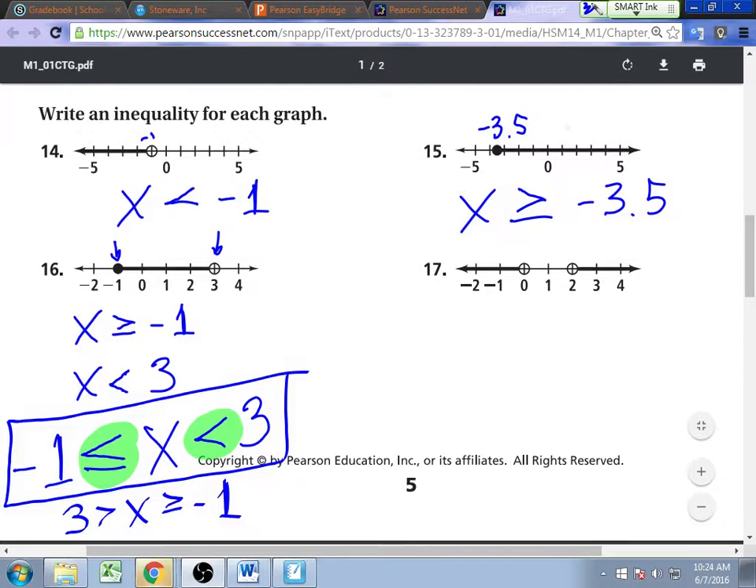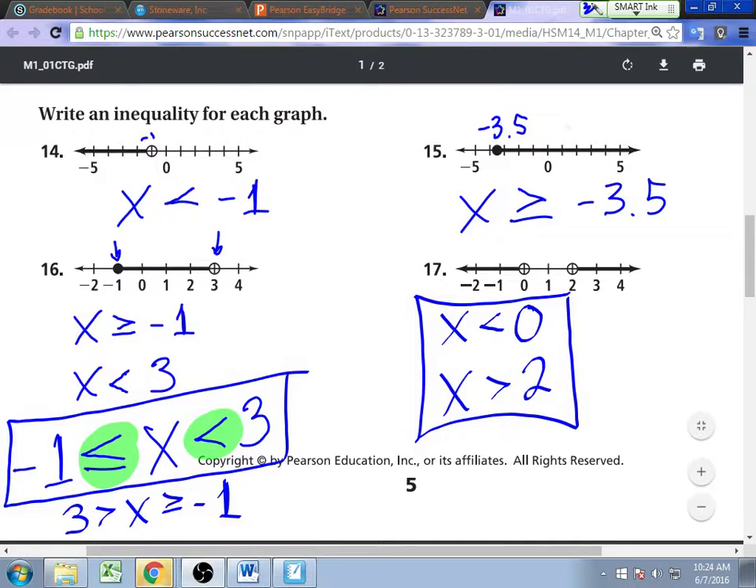Going to the left, all my values of x are less than, not equal to, because my point is not filled in. What's my value? 0. My ranges here go to the right, so they're greater than. So x is greater than my value of 2. That is my final answer. I cannot combine them. I'm done.